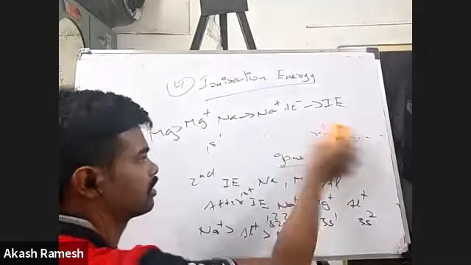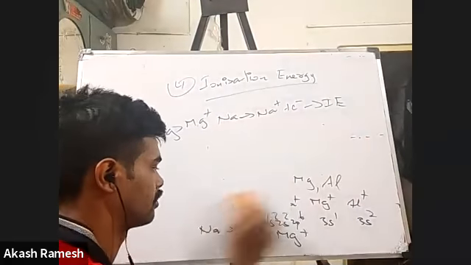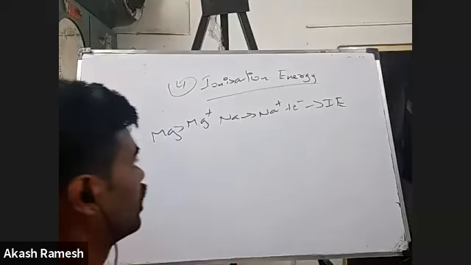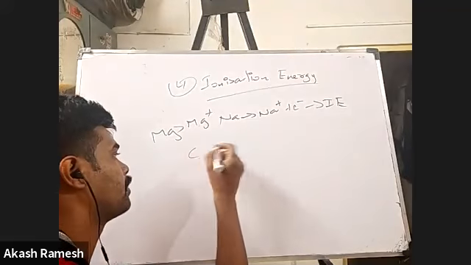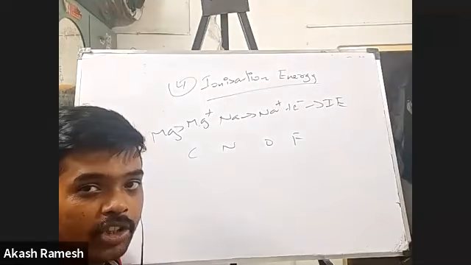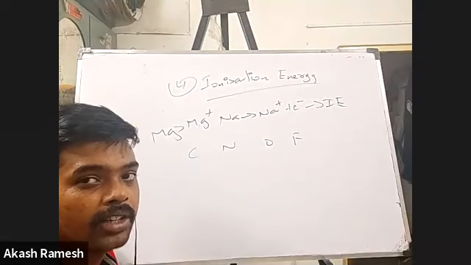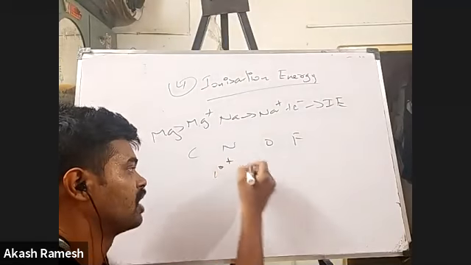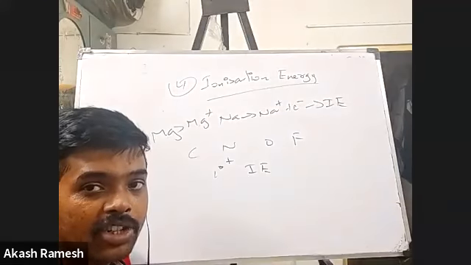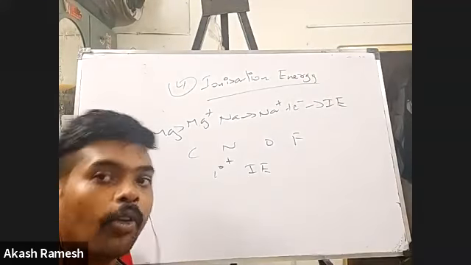Right? Okay, so we'll take one more example for this. Say I have carbon, nitrogen, oxygen, fluorine. If I just ask you to arrange them in the order of first ionization energy, what do you think will be the answer?